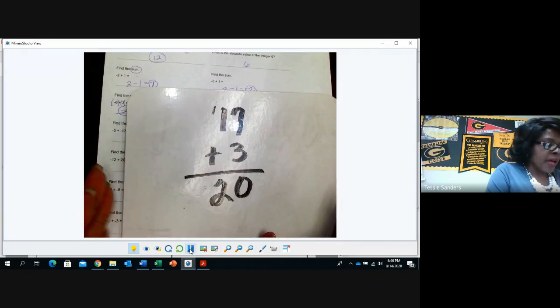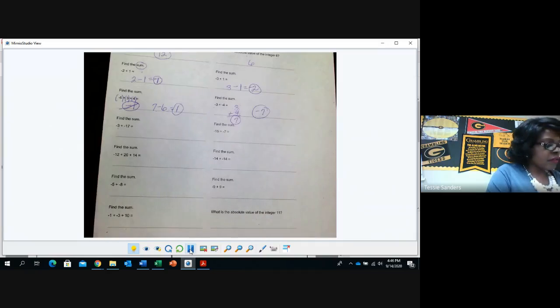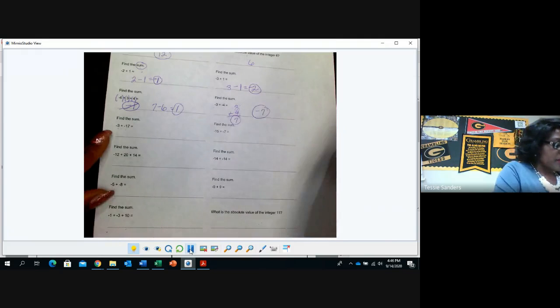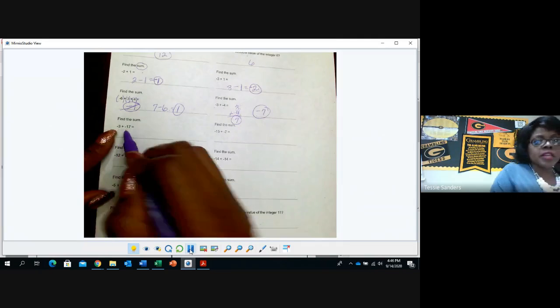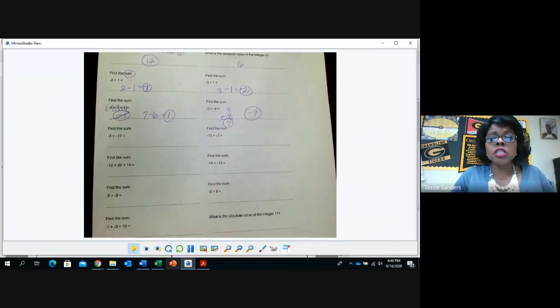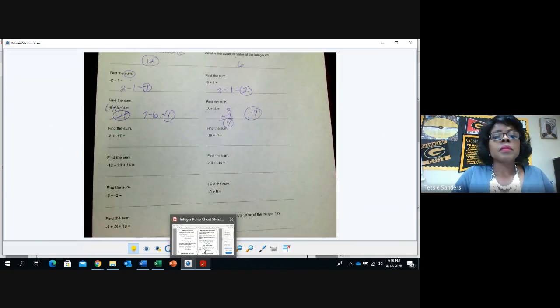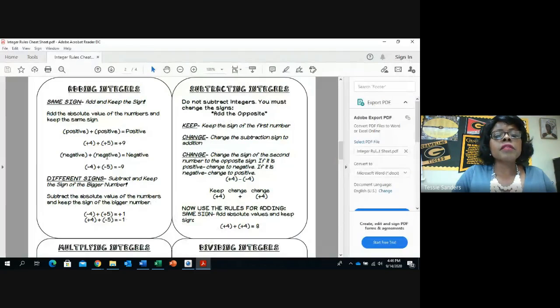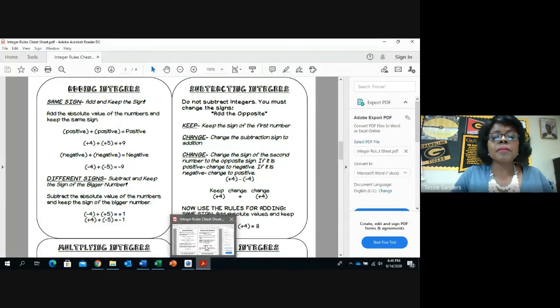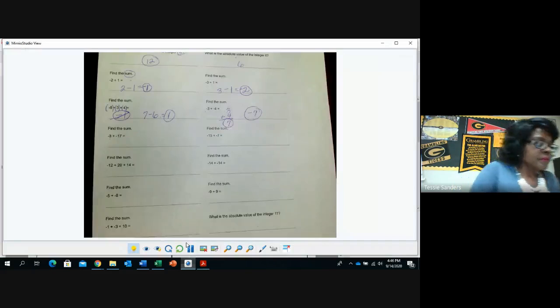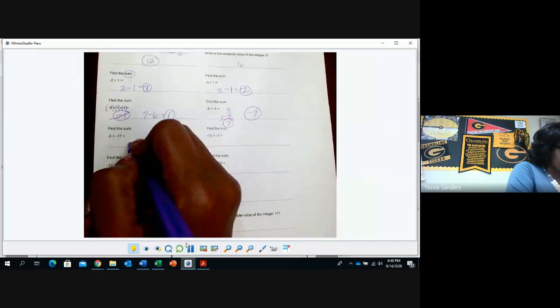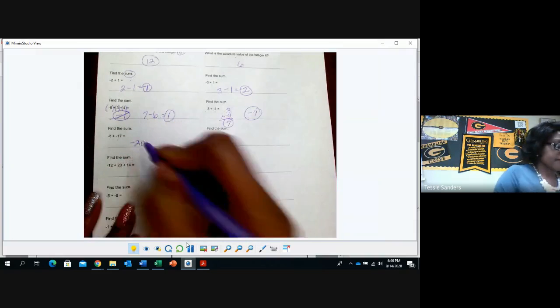Now keep in mind, let's go back. Let's be mindful. A negative plus a negative is a negative. Let's look at the cheat sheet. A negative plus a negative is a negative. So we're going to keep that sign. So it will be negative 20. That's it.